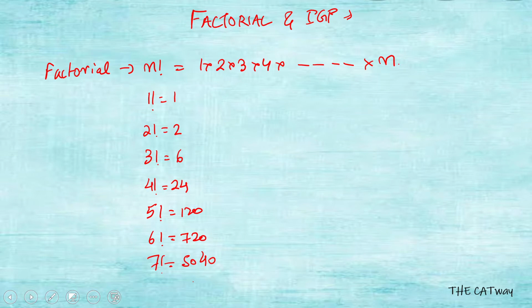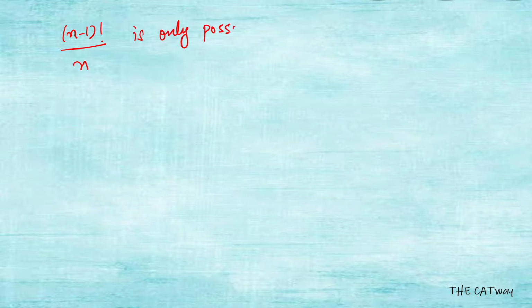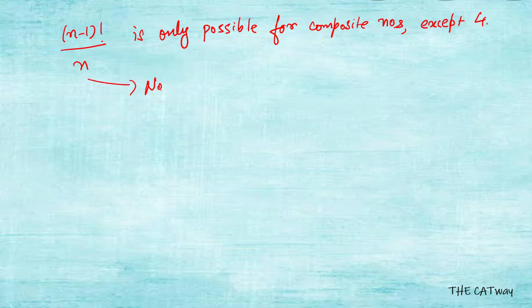Now let's roll in for some properties of factorials. Okay, so for a factorial, you must know that n minus 1 factorial divided by n is only possible for composite numbers except the number 4. Okay, that is, this will not be possible for prime numbers. Okay, all prime numbers, not possible for prime numbers.